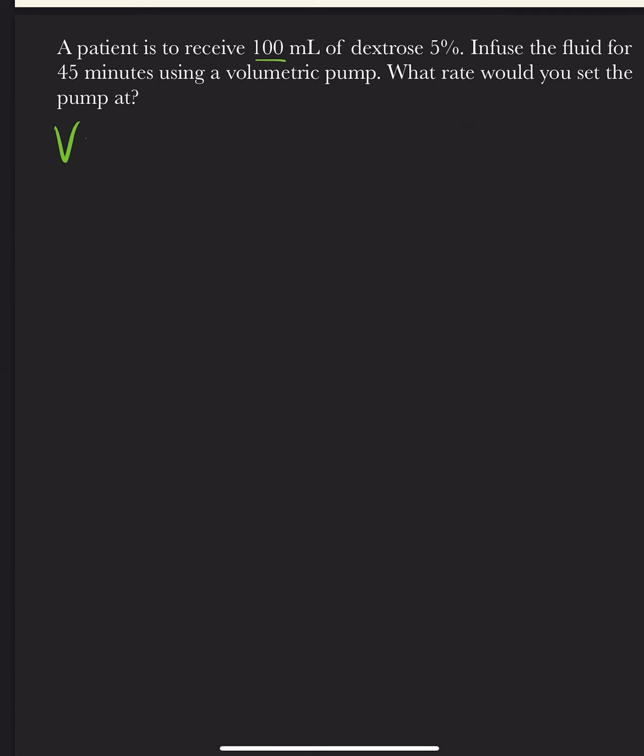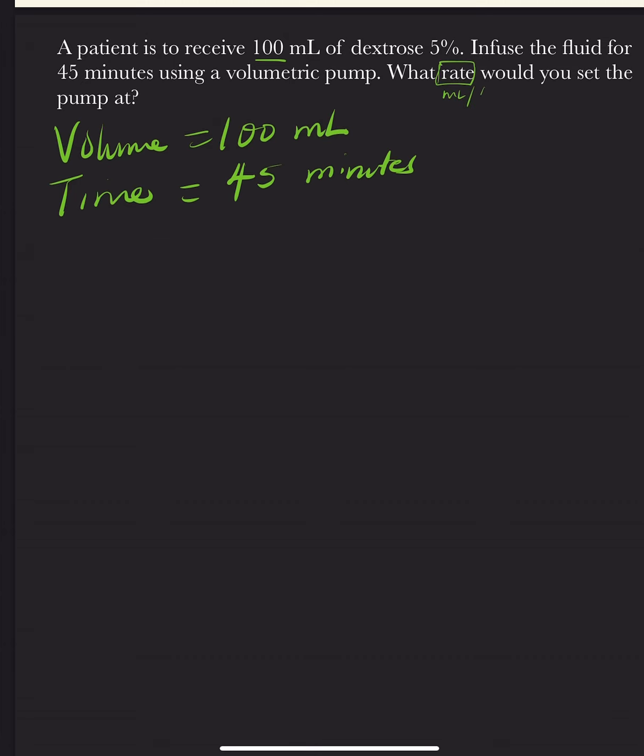We got the volume, which is 100 mils that needs to be infused. Here we got the time. This needs to be in 45 minutes. And that's all the information we got. The question is asking for the rate, which should be in mils per hour.